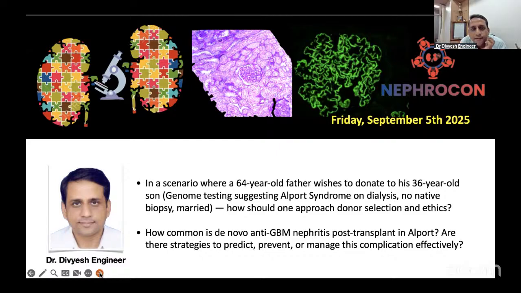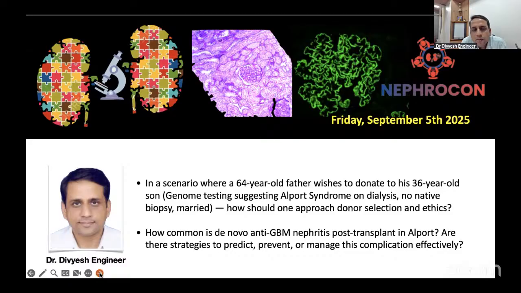It is basically very uncommon. The literature suggests about 4 to 5%. Because of that, we should not avoid transplant in Alport syndrome, because it is a very uncommon manifestation. Regarding the risk factors that can predict it, the literature says it is mainly seen in males. So if it is a male with X-linked Alport, then the risk may be higher.